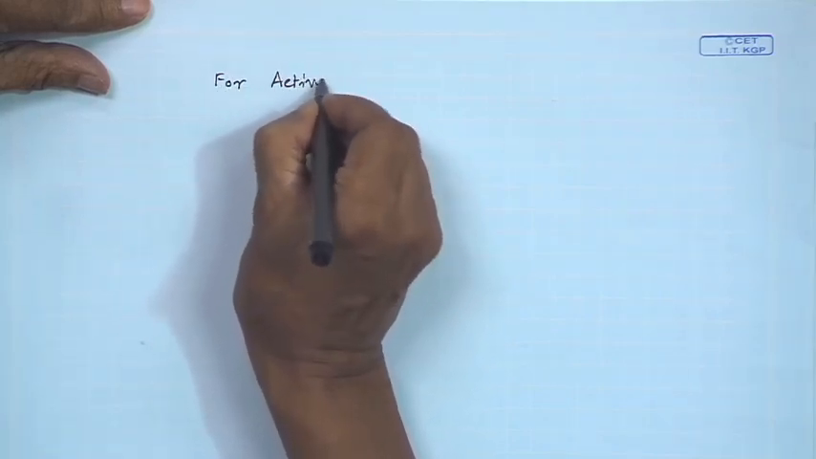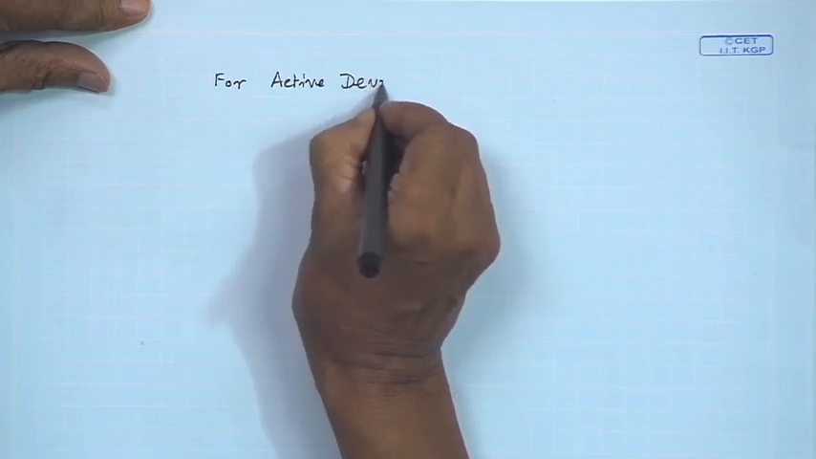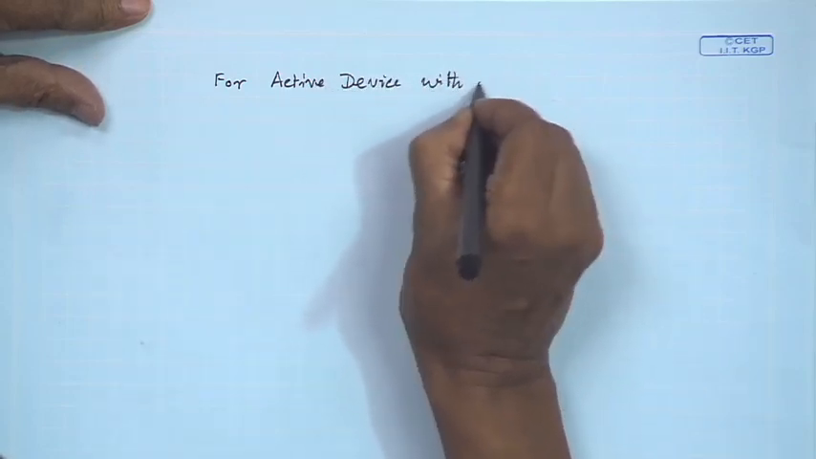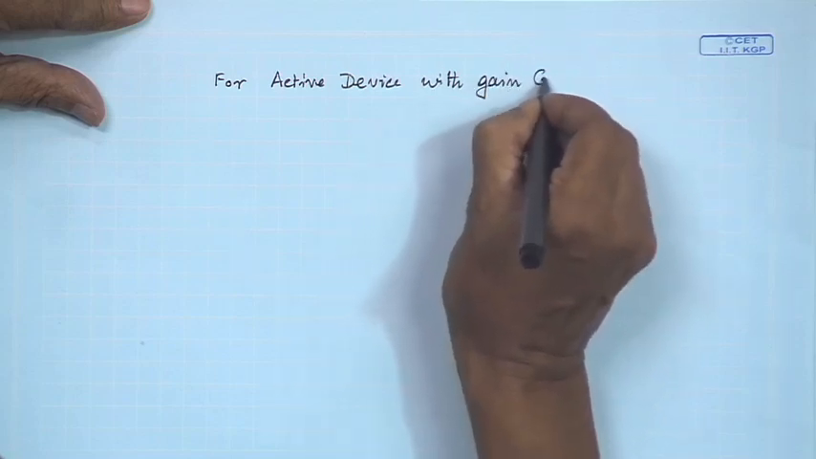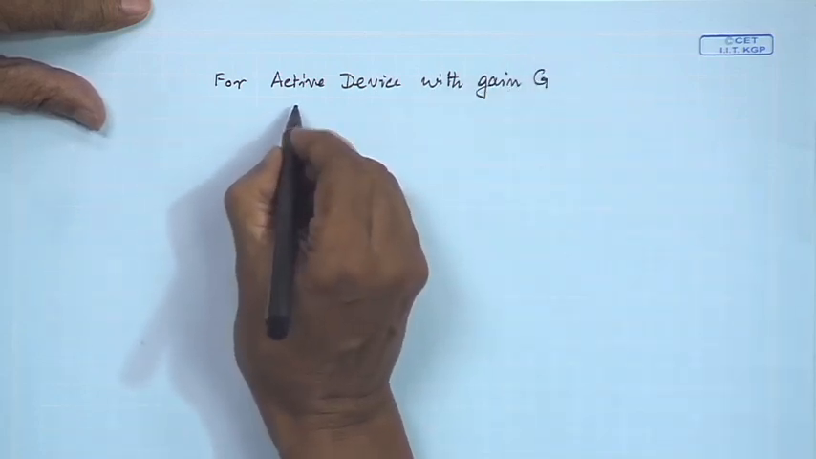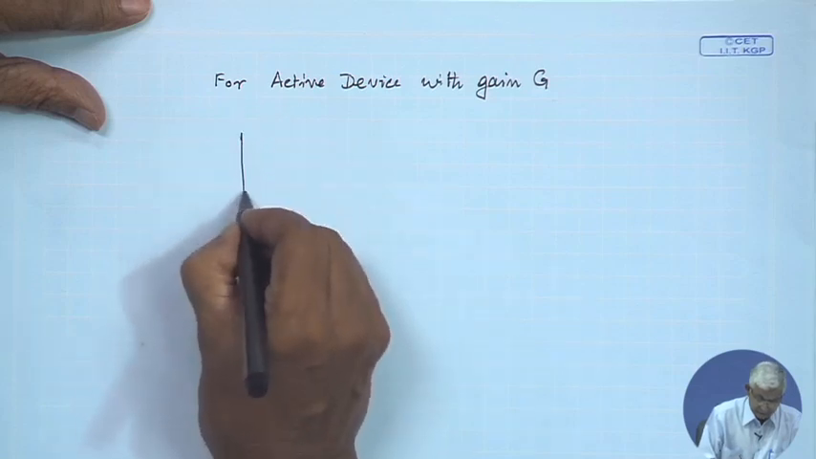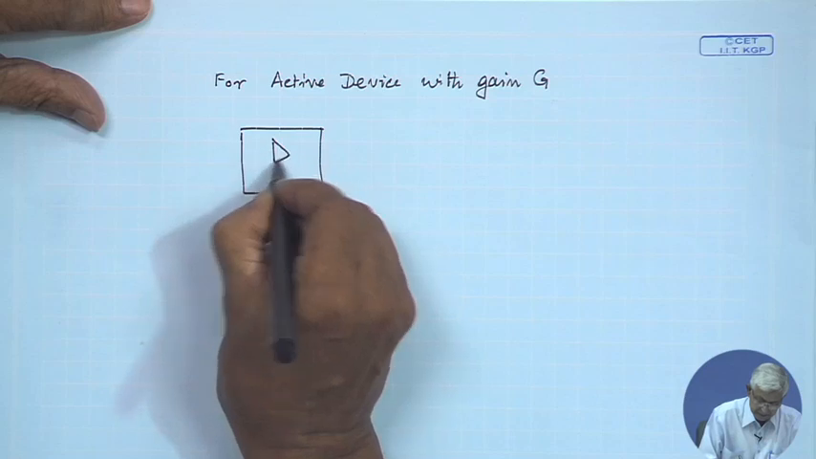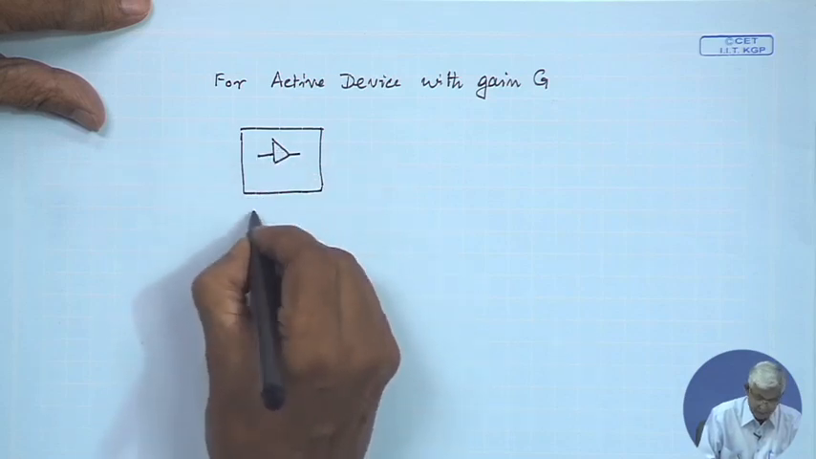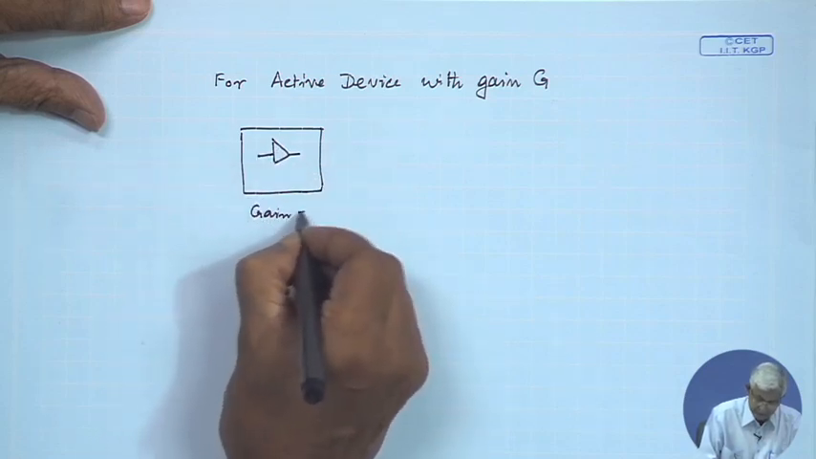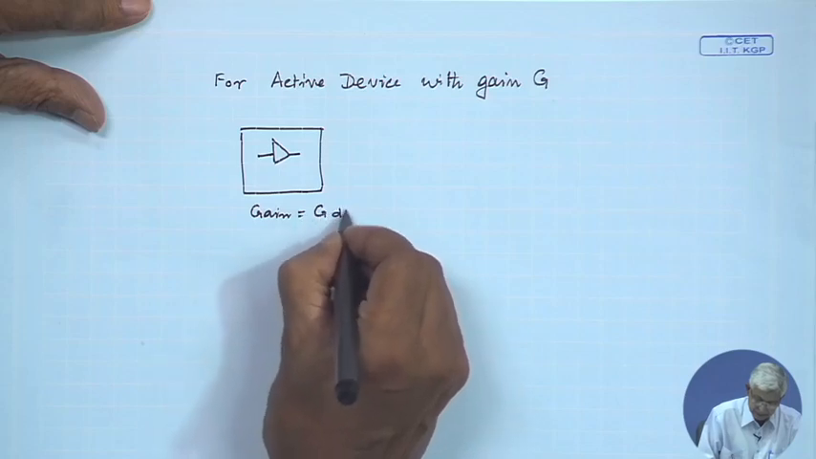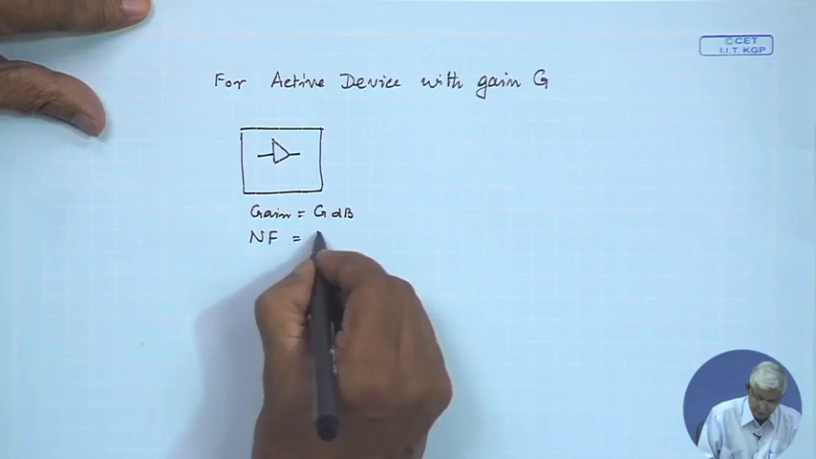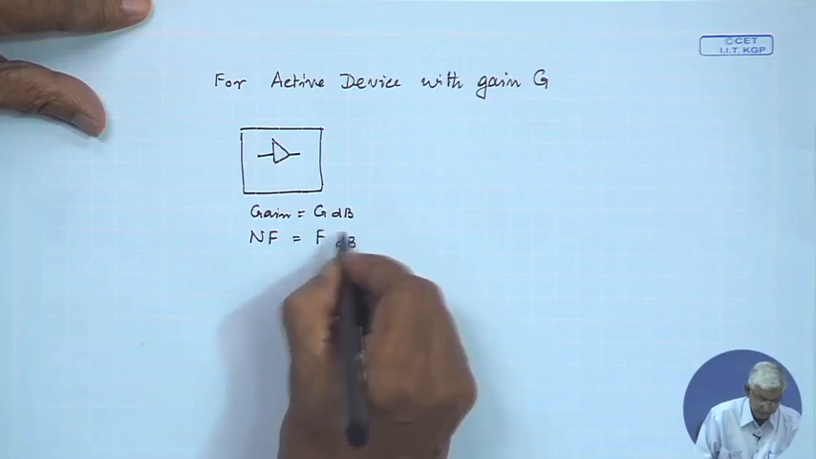That is for an active device. In this case, it has a gain of G. You can write it this way. That is an amplifier, and the gain is G in dB, and the noise figure we write as F in dB, capital F.